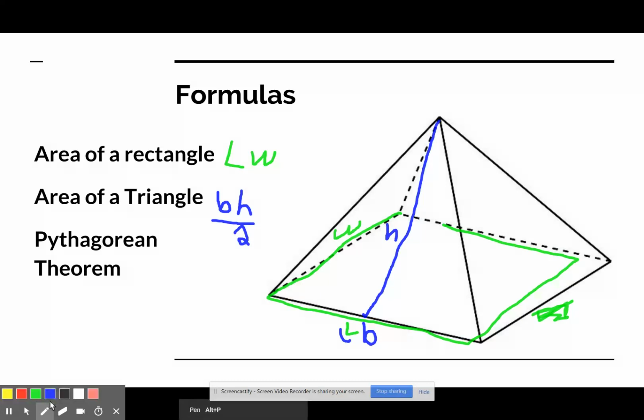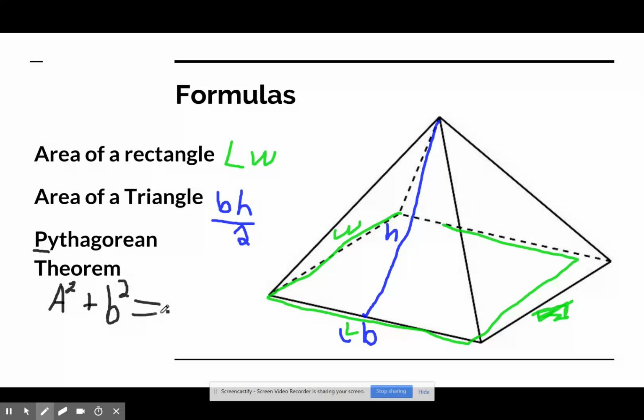So lastly, Pythagorean's theorem, which we're going to refer to as the P theorem from now on. So the P theorem is a squared plus b squared equals c squared. And c squared is the hypotenuse of a triangle. A and b squared are both parts of the legs of the triangle in a right triangle. But we'll get to that here in a little bit.